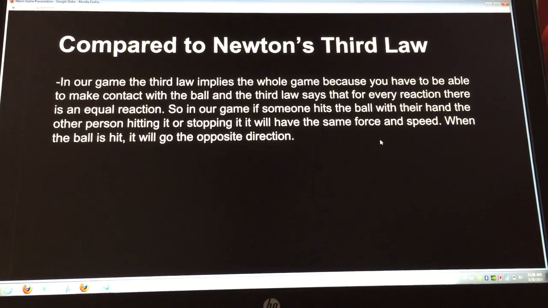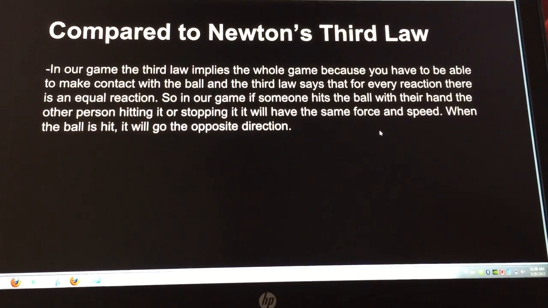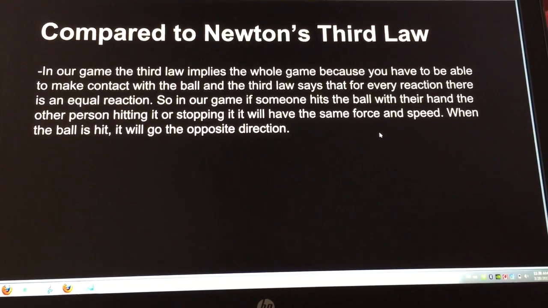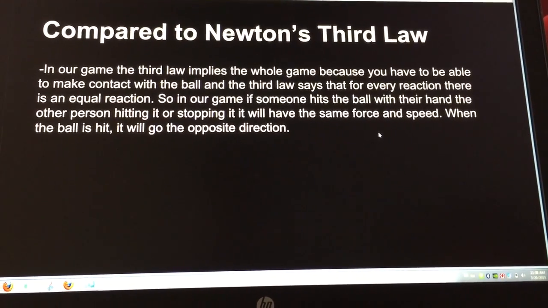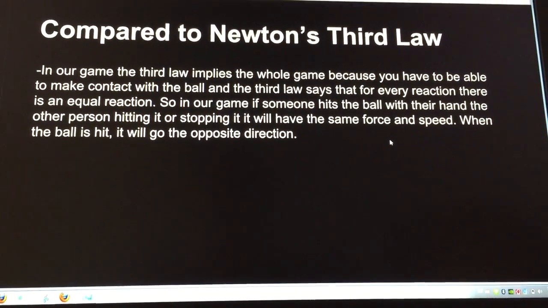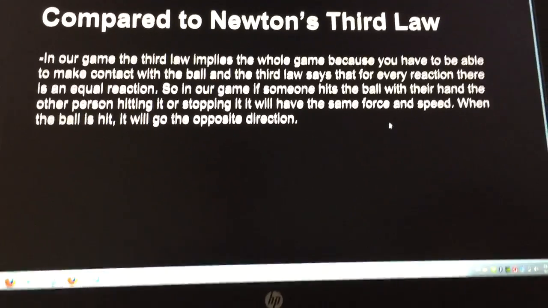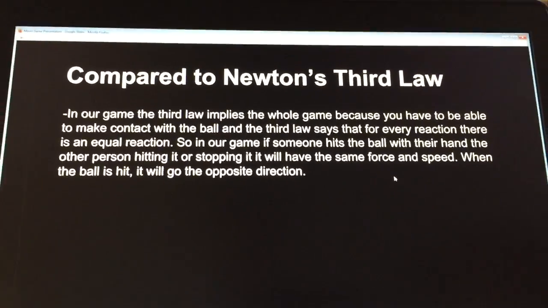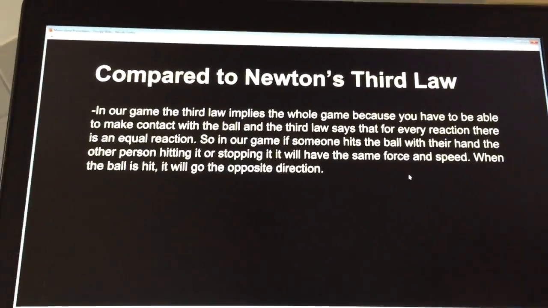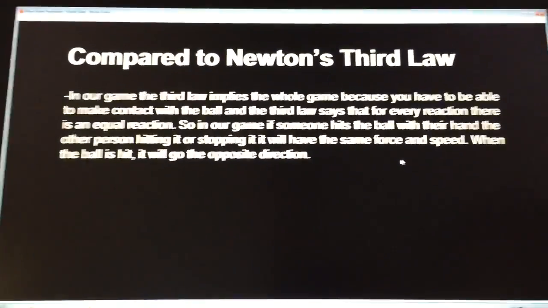Now, Newton's third law. In our game, the third law applies to the whole game because you have to be able to make contact with the ball. The third law says that for every action, there is an equal and opposite reaction. So in our game, if someone hits the ball with their hand, the other person hitting or stopping it will have the same force and speed. When the ball is hit, it will go in the opposite direction.